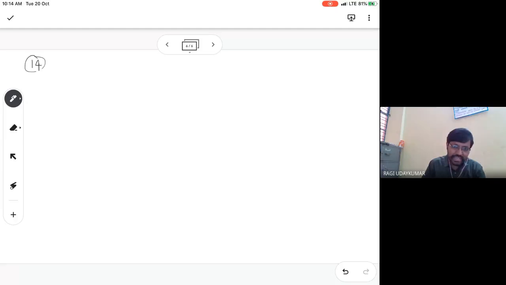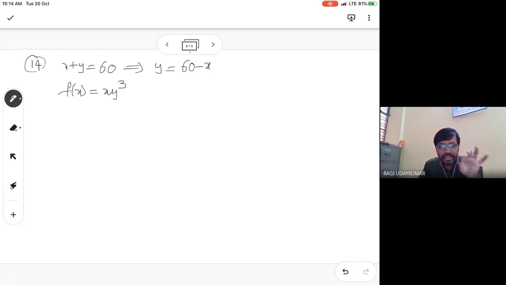Here in this question, given that x plus y is equal to 60. This implies y is equal to 60 minus x. Okay, f of x is equal to what? f of x is equal to x y cube is given. In the place of y you substitute 60 minus x. So f of x is equal to x into (60 minus x) whole cube. Got it?